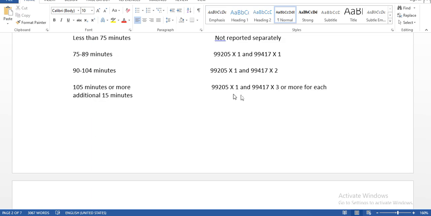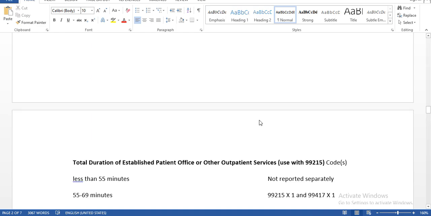99205 times 1 and 99417 times 3 or more for each additional 15 minutes. We can code any number of 99417, but we need to consider 15 minutes as the interval to code 99417.